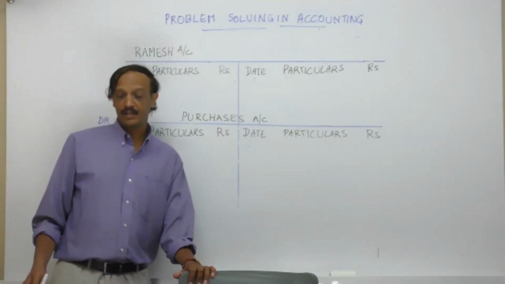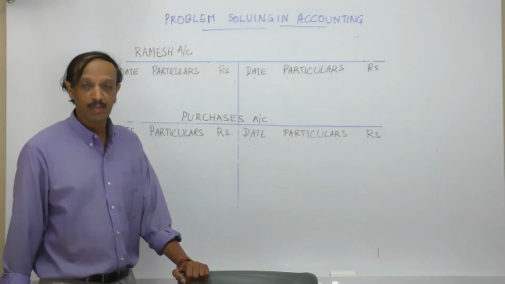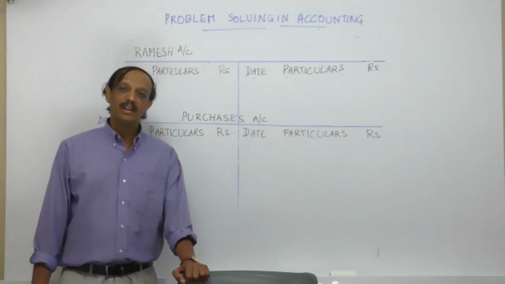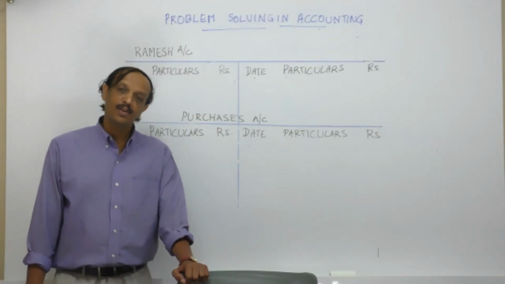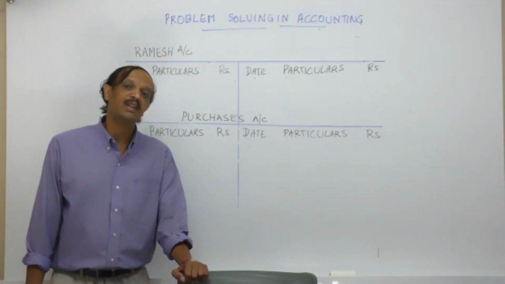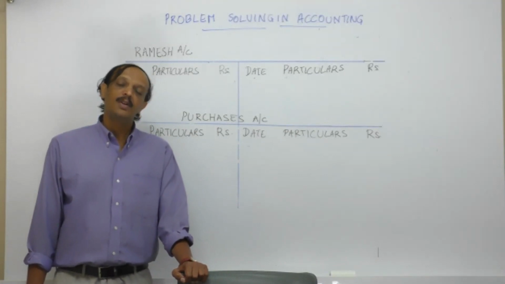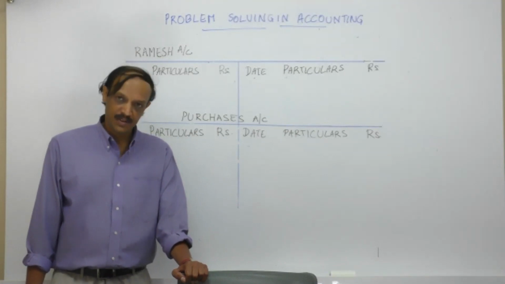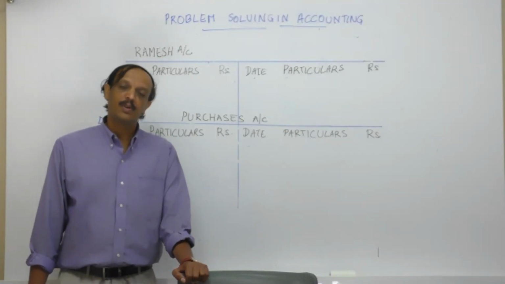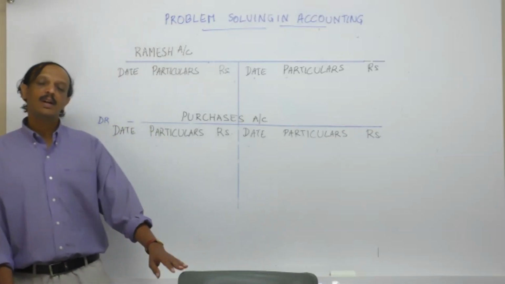The next transaction states: bought goods from Ramesh and company. Remember, the name of the person is given if it is a credit transaction. You have purchased goods, but you have not yet paid. You have received goods in the form of purchases. The two accounts involved in this transaction are purchases account and Ramesh account. Because you are yet to pay Ramesh, he becomes your creditor.